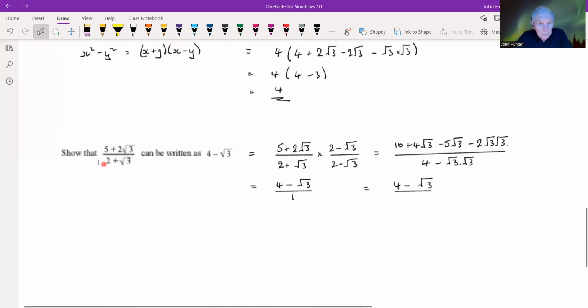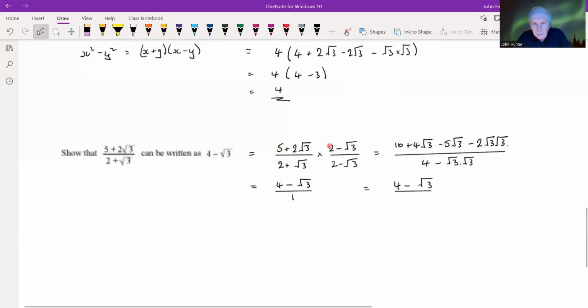Right, final example. Show that 5 plus 2 root 3 over 2 plus root 3 can be written as this. Yeah, well, same thing really. We're looking at this irrational denominator. And so we're going to multiply it by its conjugate, and then we're going to do the same thing to the numerator. We can draw our face out. It's a bit more difficult, obviously, when we've got more terms to worry about. But you don't need to do that, really.